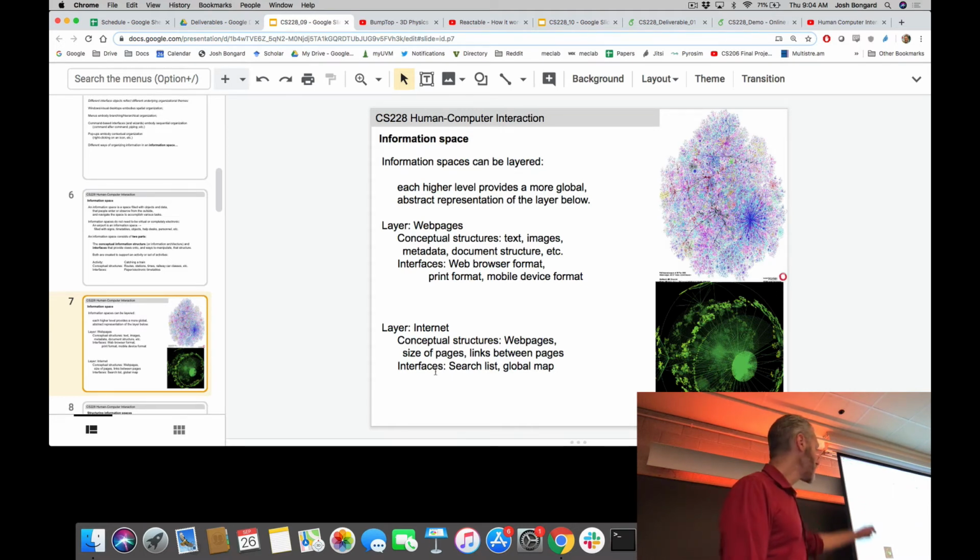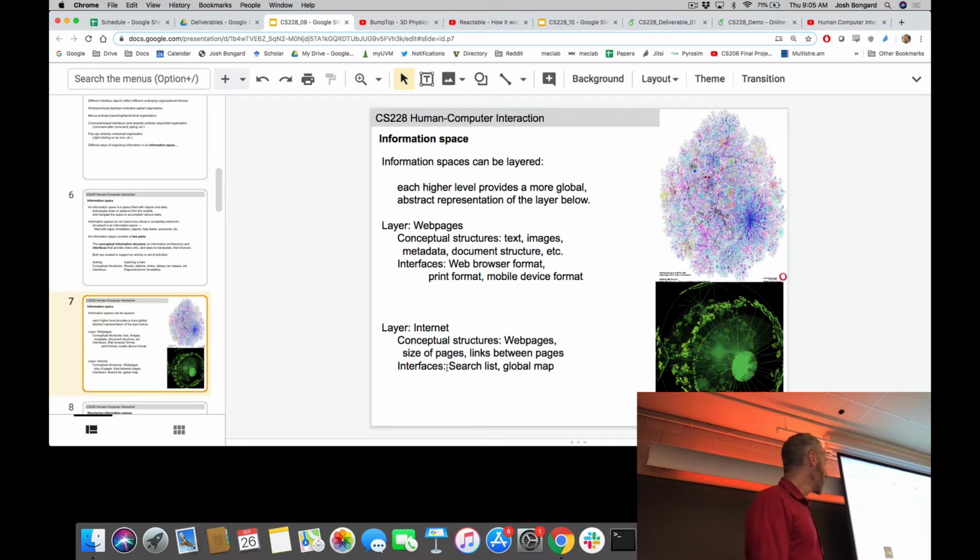Web pages are then put together into the internet. So now if we think of the internet as a whole, and these were some early snapshots of the structure of the internet itself, which now is so large it's impossible to create a good overview of what it actually looks like, the conceptual objects are now different. The things that connect together the parts of the internet, which are web pages, are things like links between pages and search and so on.